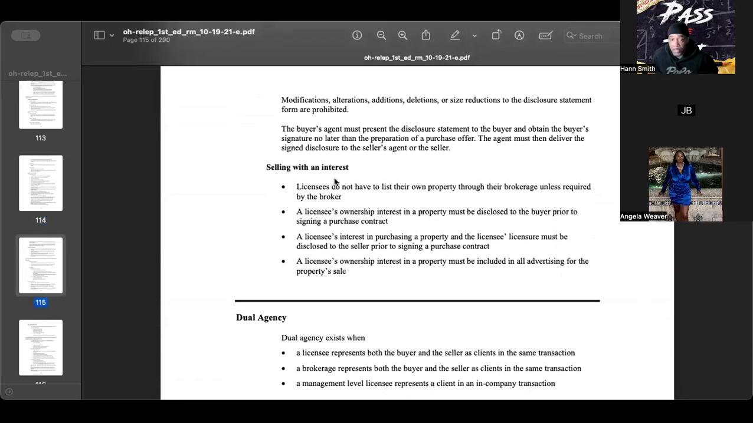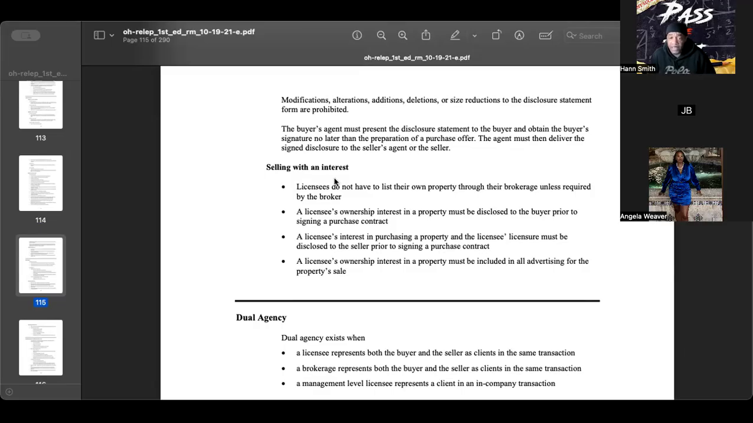Selling with interest. Let's go over this. Licensees do not have to list their own property through their brokerage unless required by the broker. So that's probably something that you're going to want to talk to your broker about once you pass the test. Hey, if I sell my house, do I have to sell it to you? I can sell it for sale by owner, but if I do, I have to let the public know that I'm a real estate agent. Licensee's ownership interest in the property must be disclosed to the buyer prior to signing a contract. So before you sign that purchase agreement, you better have told that buyer that, hey, this is my property and I own it and I'm a real estate agent.